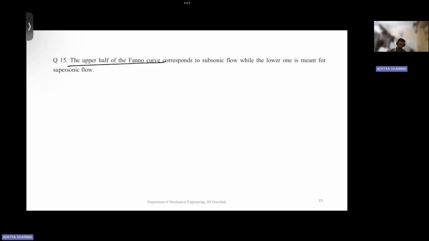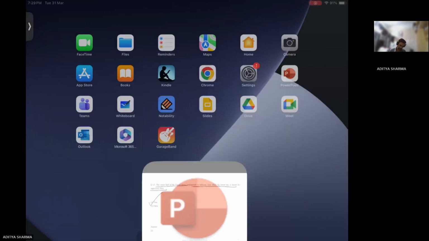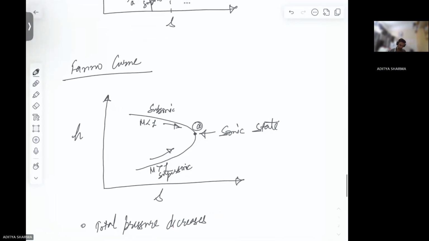The upper half of Fano curve corresponds to subsonic flow, while the lower one is meant for supersonic flow. Upper half is for Fano subsonic and lower is meant for supersonic. That is true. Okay. You can see the curve.